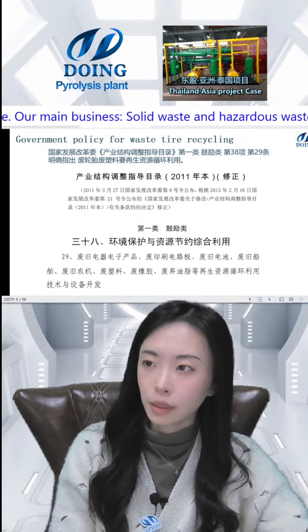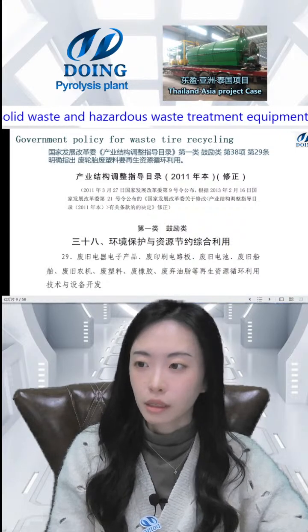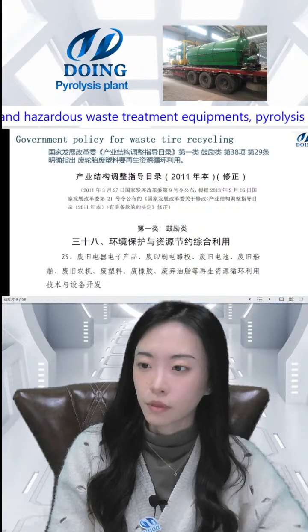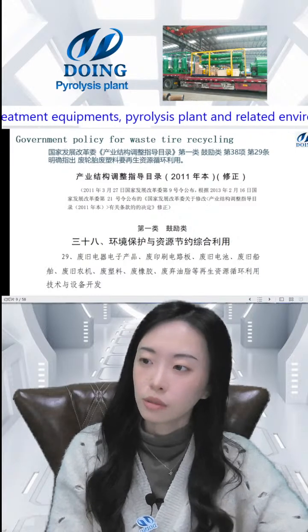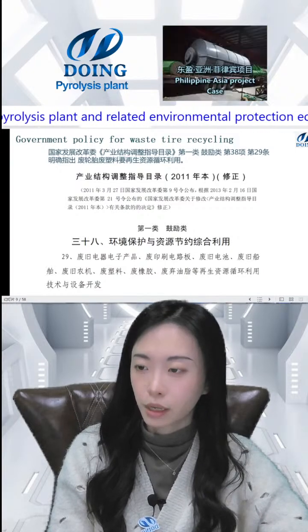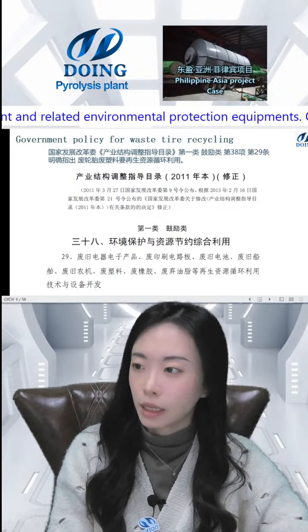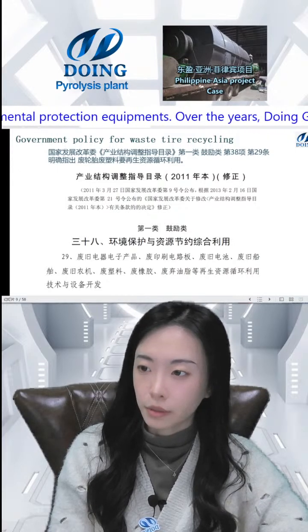And these are some policies in China that tell us it is encouraged to have this kind of business, to recycle this waste: electric waste, waste PCB boards, waste batteries, and some plastic, rubber, or oil sludge.